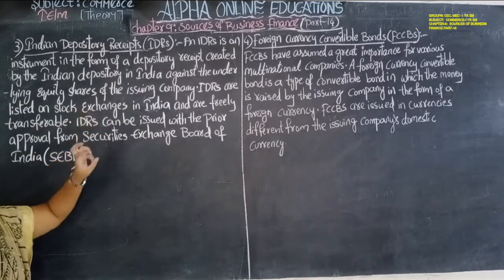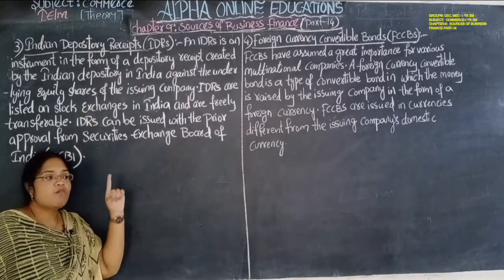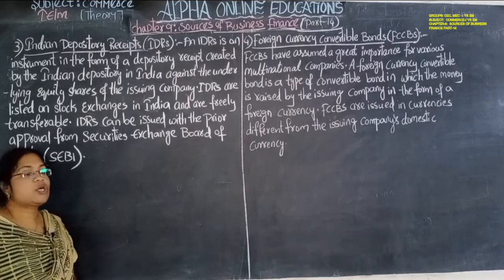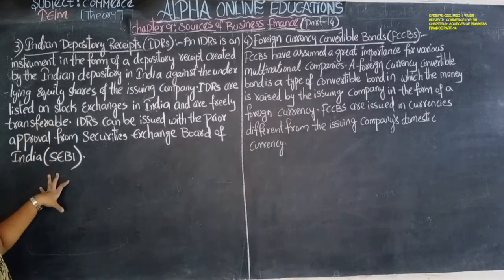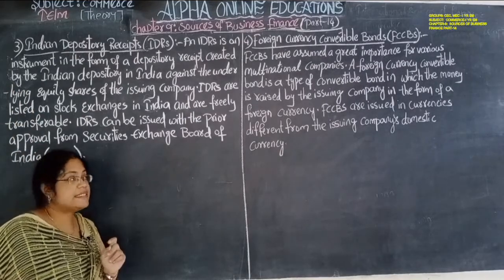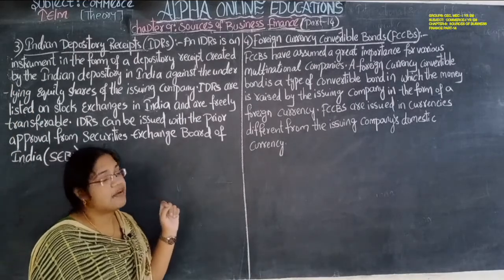In India we have three famous stock exchanges: Bombay Stock Exchange, National Stock Exchange and Kolkata Stock Exchange. So in these stock exchanges these Indian depository receipts are listed. And foreign currency convertible bonds.